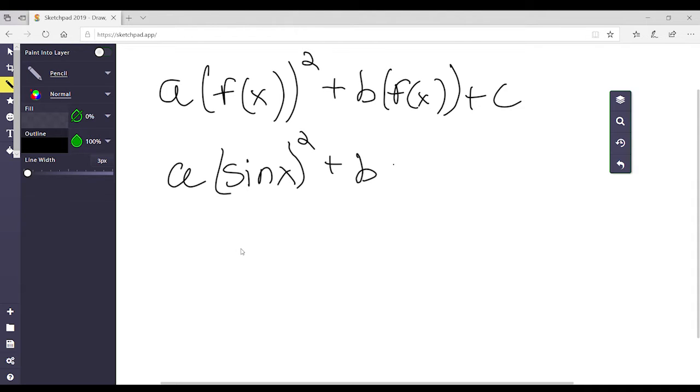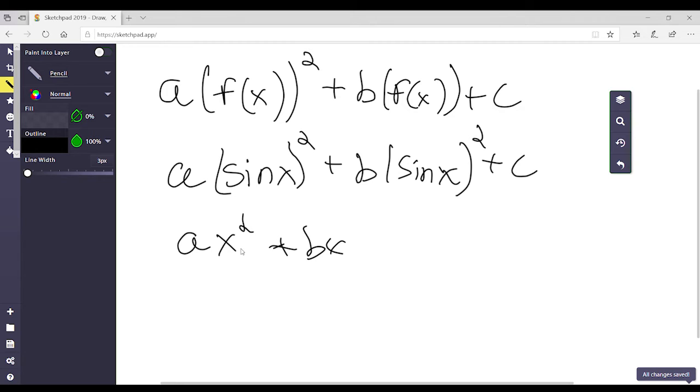plus b sine of x squared plus c. Okay, so how you solve this is a lot simpler, very simple, than it may seem. What you can do is replace the sine of x with an x, and then replace the x with the sine of x later on. So here's what I mean. You can rewrite it as ax squared plus bx plus c, and then you can solve for it later on.